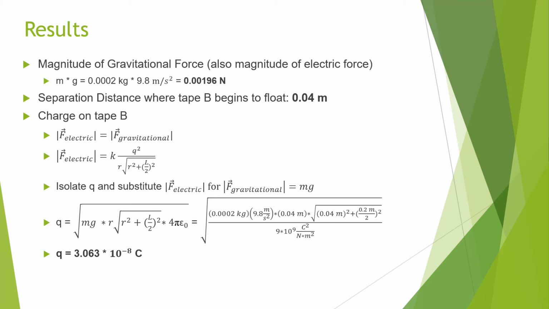In the experiment, we found that the separation distance where tape B begins to float is 0.04 meters. Thus, using this information and also the rod model for an electric field and not the point charge model for an electric field, we determined that the charge on the tape is 3.063 times 10 to the negative 8 coulombs.